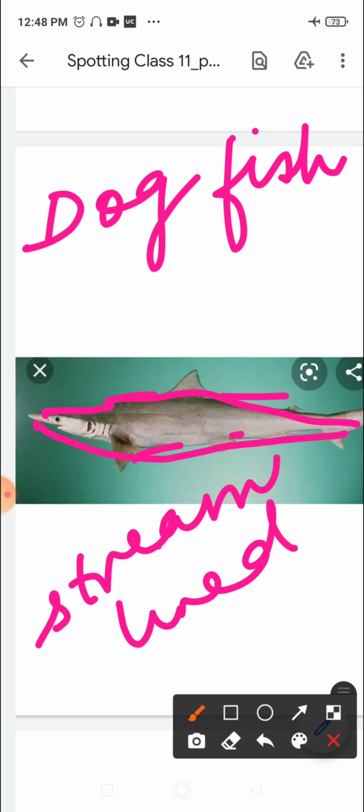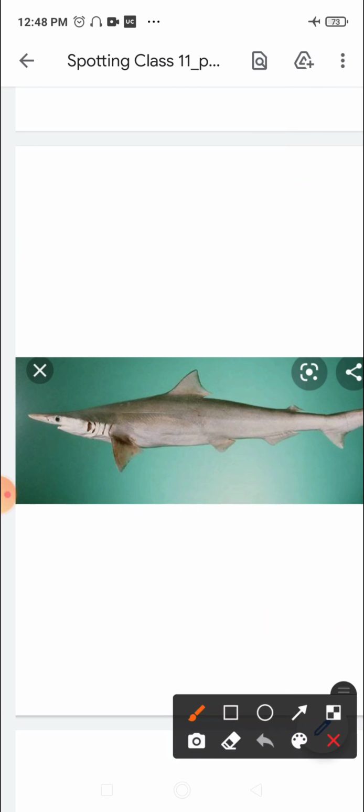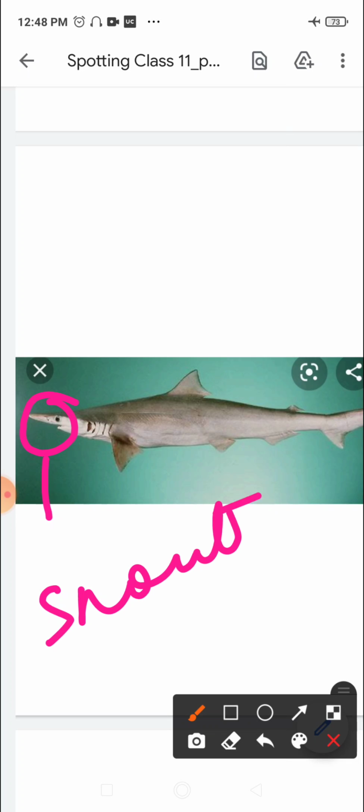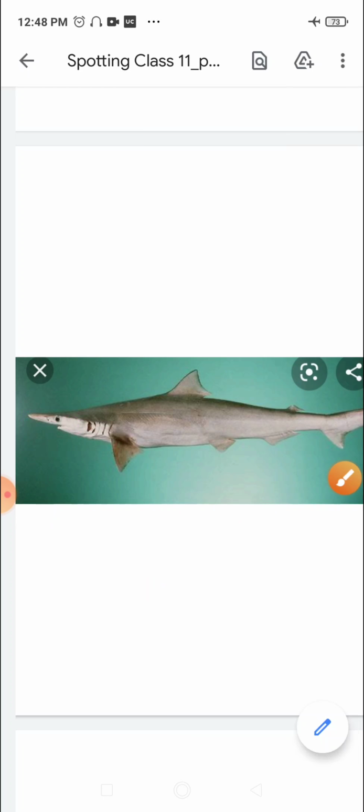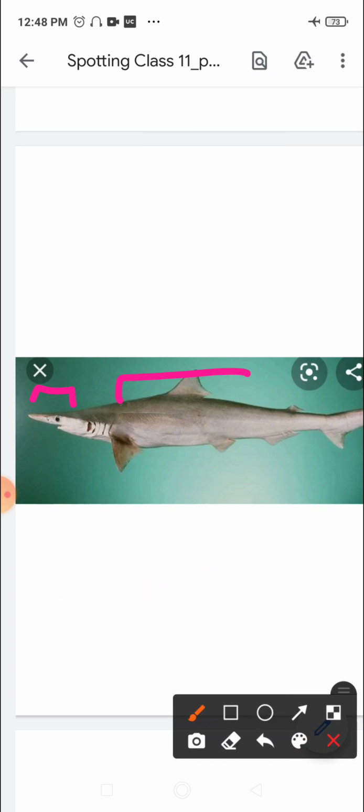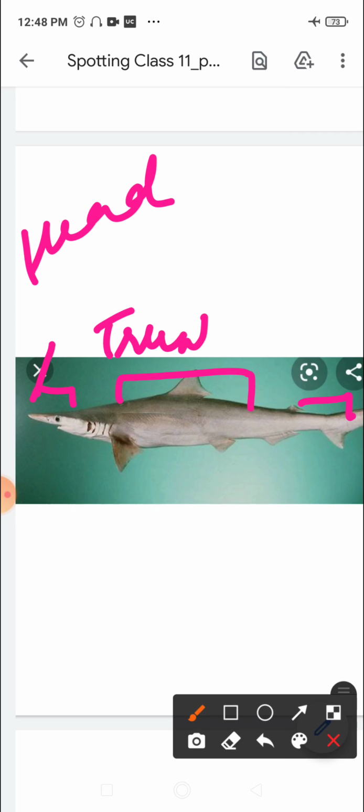or we also call it a streamlined body, right? Spindle shape or streamlined body with a pointed snout, right? If you look at this region, this is the snout region, and the snout is pointed. The body is differentiated into head, trunk and tail, right? So this region is the head region, this is the trunk region, and this is the tail region. So the body is divided into head, trunk and tail.